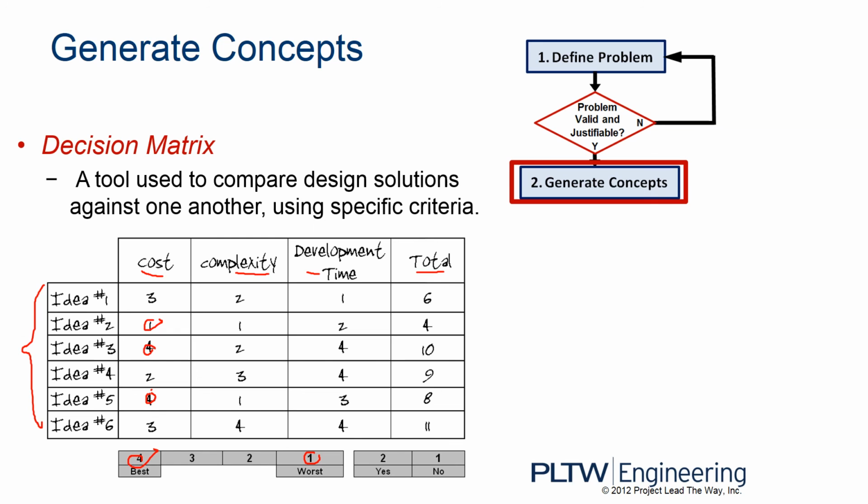Here's complexity, with 4 being the best, the least complex, because least complex is better. The least complex is going to be idea number 6, and then you see the ranking. Development time, shorter development time is better, right? So the best is going to be idea number 6, and idea number 4, and idea number 3. Those are all relatively the same development time, and it's very, very quick. We add all those up, and the highest number, in this case, number 6, becomes the idea that we want to go with.